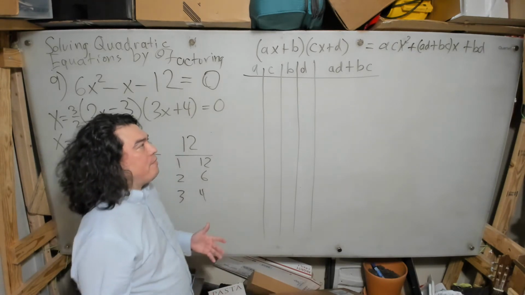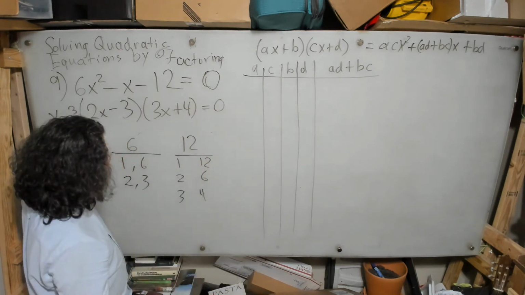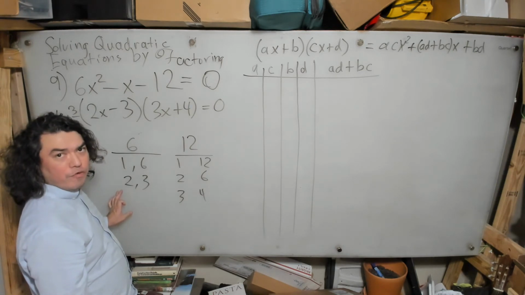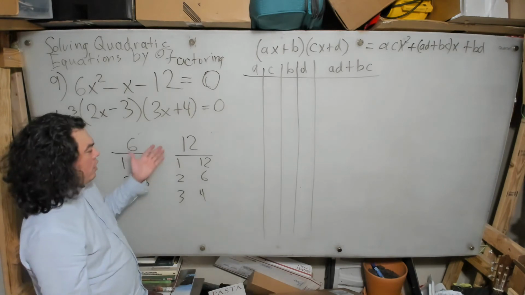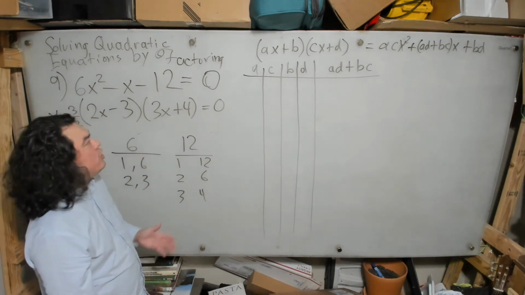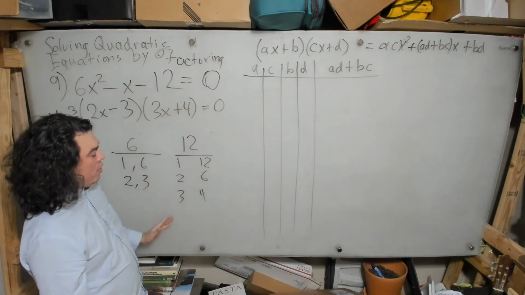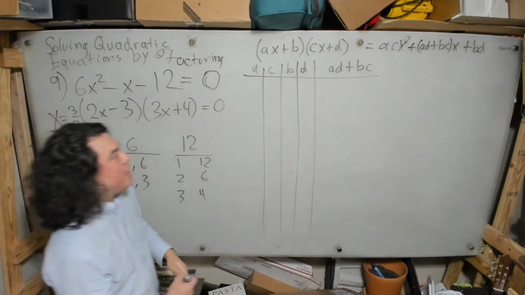And of course, that's just a fancy way of saying, what are the candidates for a and c? They're the factors of the leading coefficient, in this case 6. And what are the candidates for b and d? They're the factors of 12. In this particular case, because b times d would have to equal negative 12, they would be these, but with one of them negative and one of them positive. And so we're going to fill in this table together.